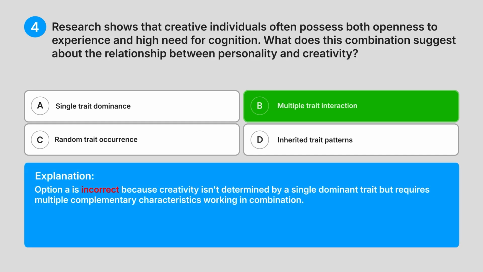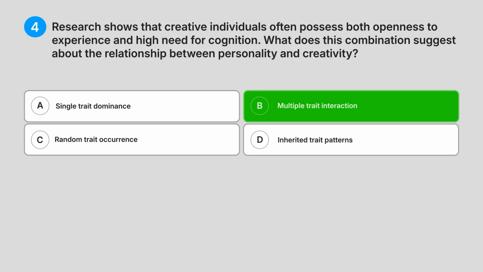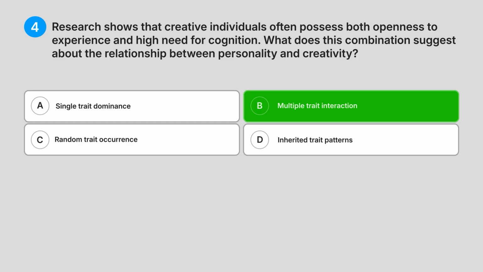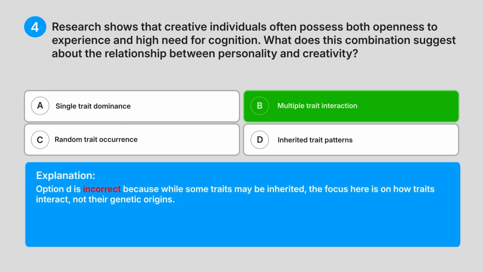Option A is incorrect because creativity isn't determined by a single dominant trait, but requires multiple complementary characteristics working in combination. Option C is incorrect because the relationship between personality traits and creativity follows predictable patterns, not random occurrences of unrelated characteristics. Option D is incorrect because while some traits may be inherited, the focus here is on how traits interact, not their genetic origins.